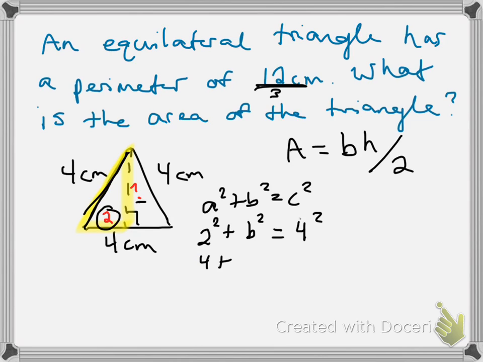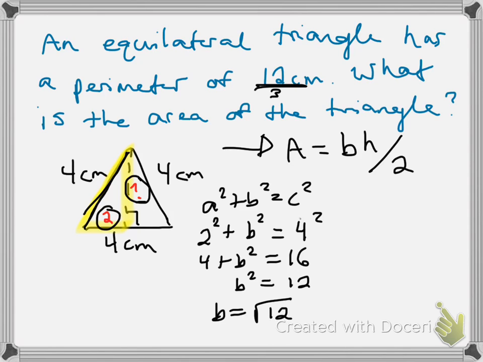So we got 4 plus b squared equals 16. We'll subtract 4 from both sides, so b squared equals 12, and b is equal to the square root of 12. All right, so now that we know that our b right here, this question mark, is the square root of 12, well, now I can go back up and just use my area formula. All right, let me divide this here so we don't get caught up.